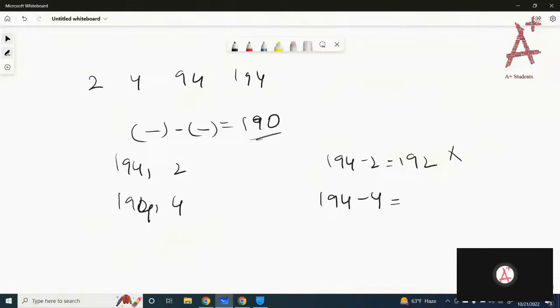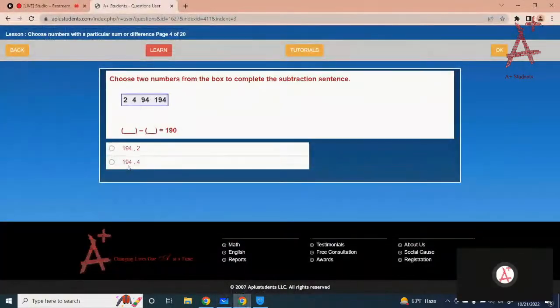194 subtract 4 is 190. That means that is the correct option. Got it? The second option is the correct one: the two numbers that when subtracted have the difference 190. So the correct option is 194 and 4. Select the correct option and then click on the OK button.